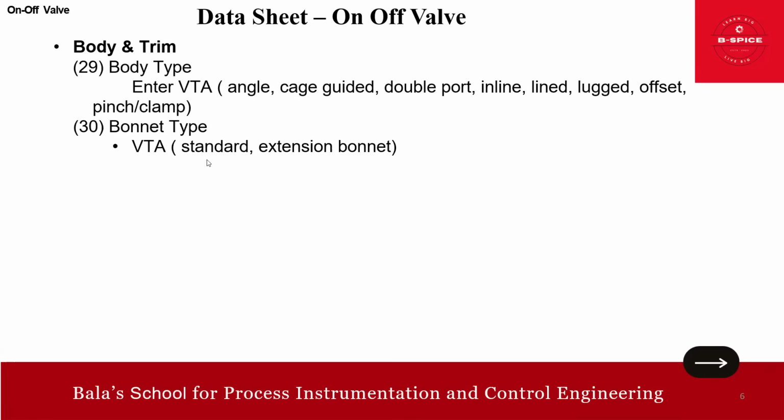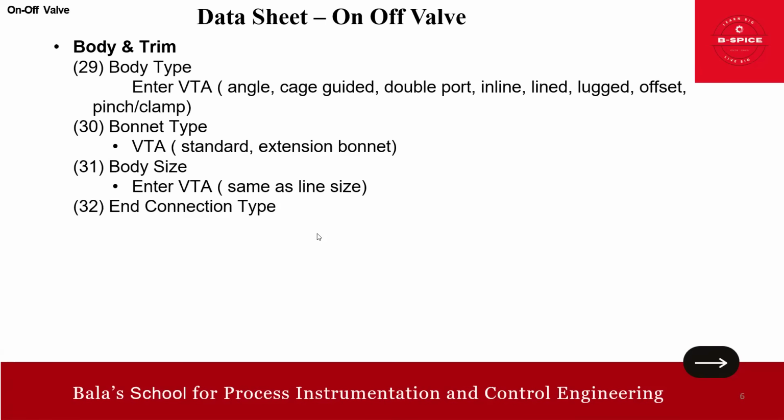Then bonnet, of course, standard is for a normal application, and if it is cryogenic, we can go for an extension bonnet. Then body size. This is actually the same as the line size. If your line is 4 inch, then it is the same. If you have seen our previous videos on this subject, we talked about it, right? Same as the line size.